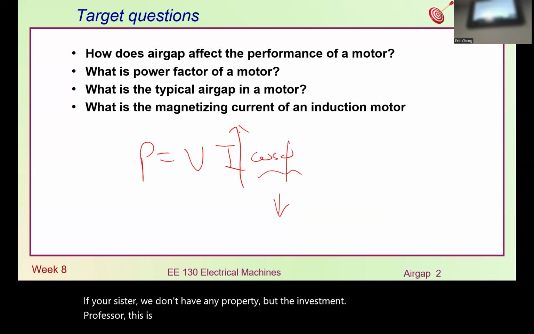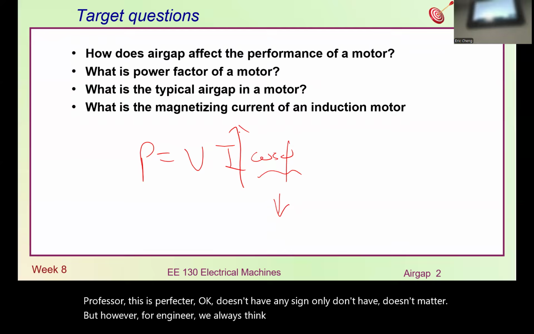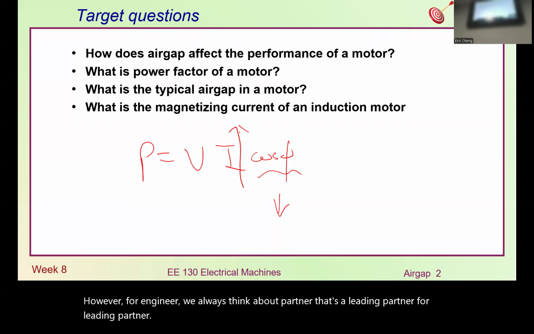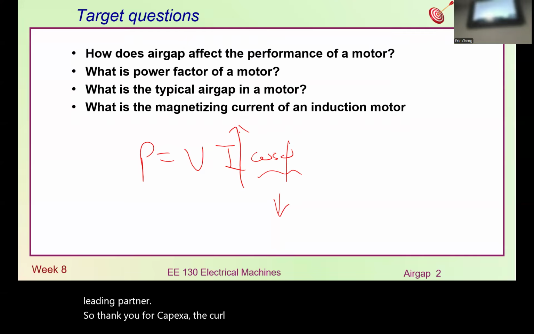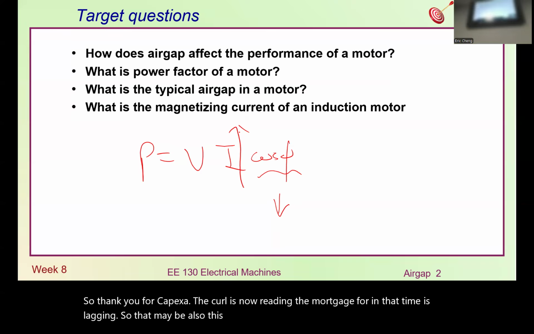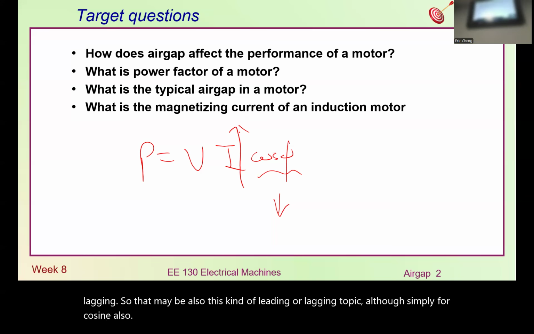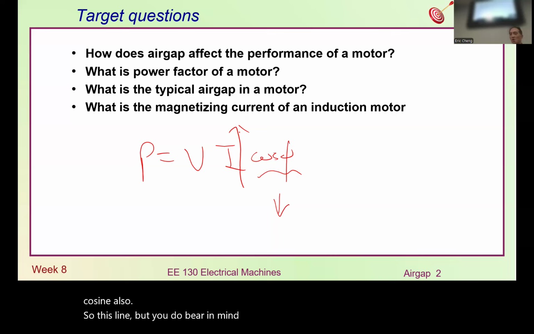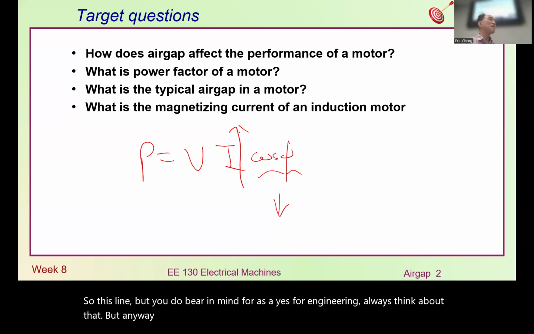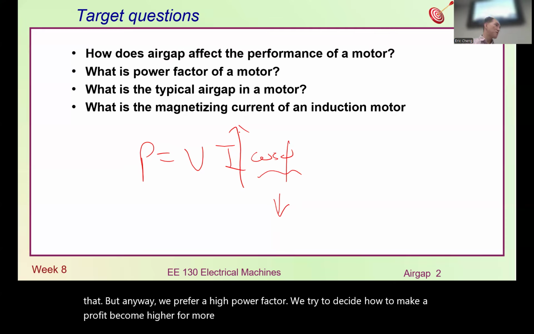Power factor doesn't have any sign, it's only a magnitude. However, as engineers, we always think about power factor as a leading power factor or a lagging power factor. For a capacitor, the current is leading the voltage. For an inductor, it's lagging. So we also have this kind of leading or lagging power factor, although simply for cosine it cannot be negative. That's fine, but do bear in mind, as electrical engineers, we always think about that. Anyway, we prefer a high power factor. We try to decide how to make the power factor higher for a motor. That would be more beneficial anyway.